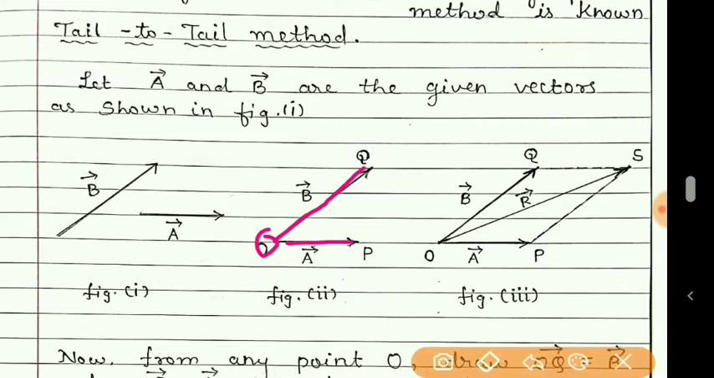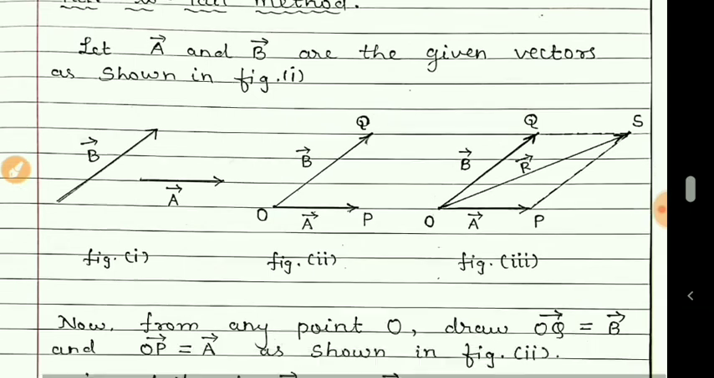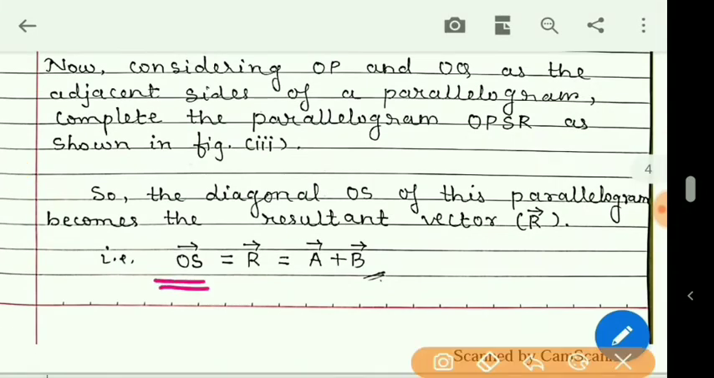Students, one thing you have to remember: when we slide this vector, that means when we move this vector, as well as vector B, from here to here, its direction should not change. So finally the diagonal OS is nothing but the resultant vector, which is obtained by addition of vector A and vector B.